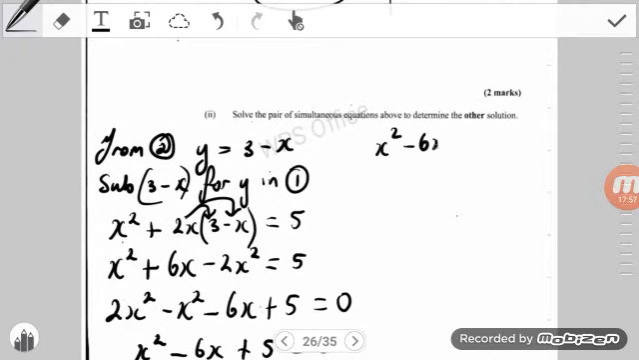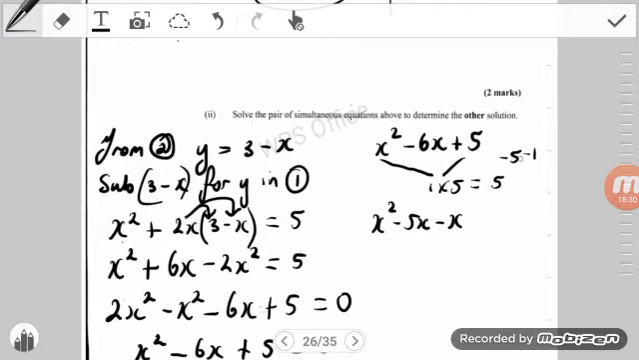And this AC method is just basically 1 times 5, and that's equal to 5. The factors of 5: 5 is a prime number, so it only has 2 factors, which is 5 and 1. And the only way to get negative 6 is to make the 5 negative and the 1 negative, so that we can get negative 6 when we add them. So with those being our factors, we're going to have x squared minus 5x minus 1x, there's a 1, so just 1x right here, plus 5.